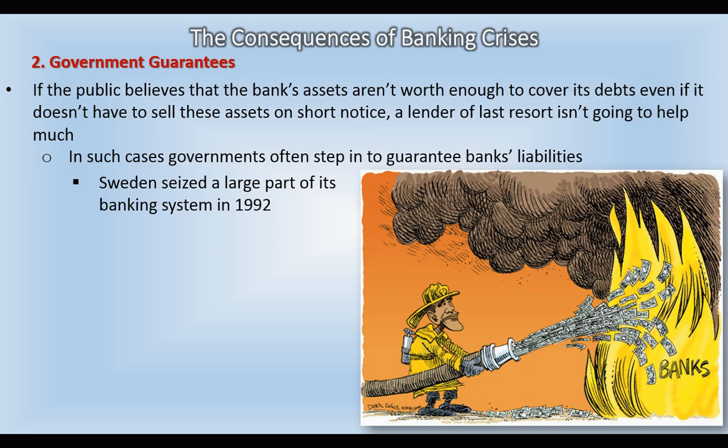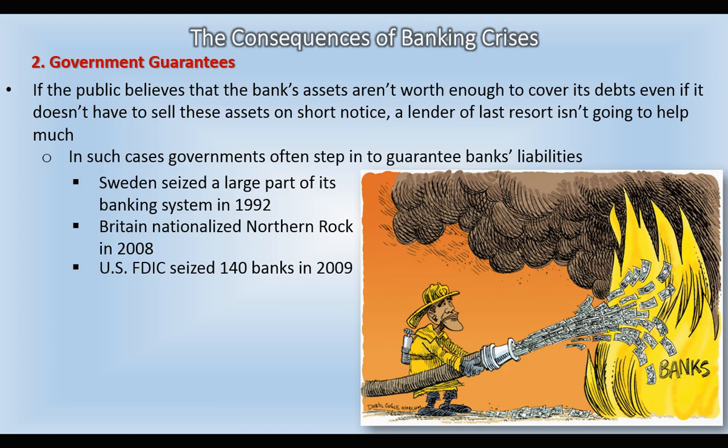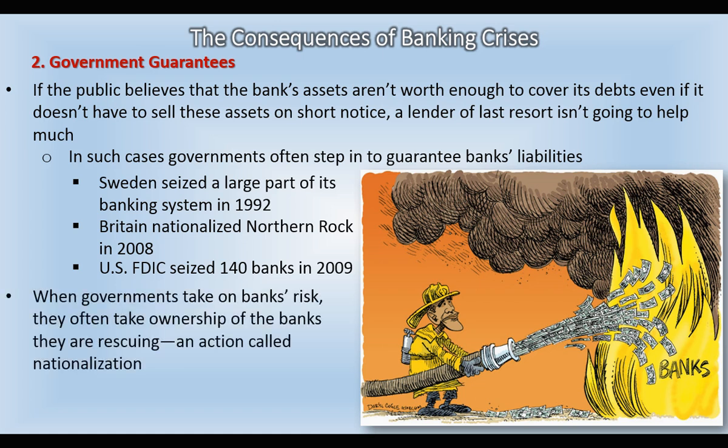Sweden seized a large part of its banking system in 1992. Britain nationalized Northern Rock in 2008. In the U.S., the FDIC, the Federal Deposit Insurance Corporation, seized 140 banks in 2009. So when governments take on banks' risk, they often take ownership of the banks they're rescuing, an action called nationalization.